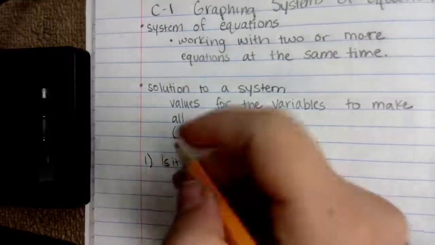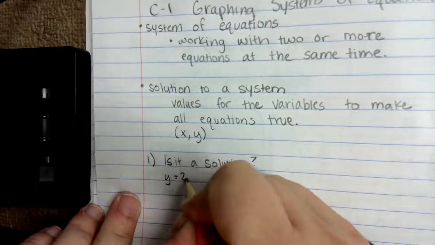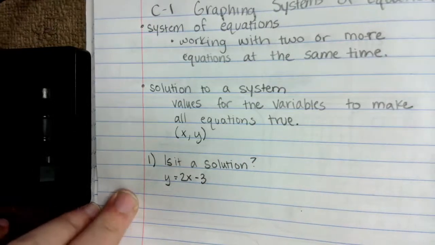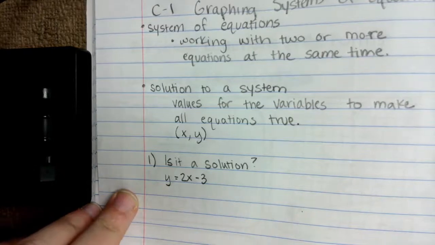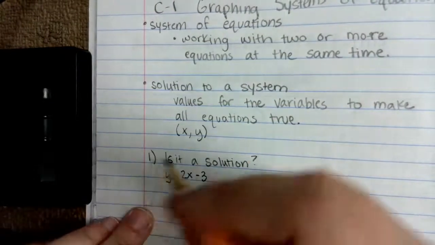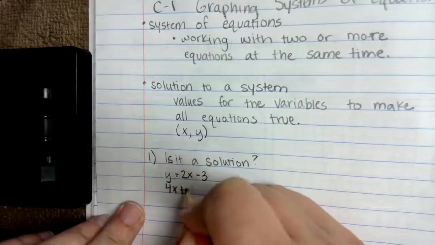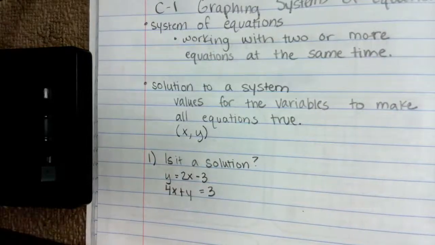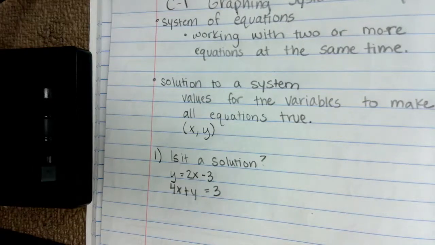Okay, so our system is y equals 2x minus 3. What form is that in? Yeah, y equals mx plus b. We call that slope-intercept form. Okay, what about this one? 4x plus y equals 3. Good, that one's in standard form, that ax plus by equals c.